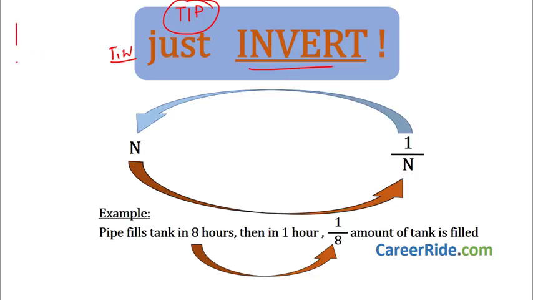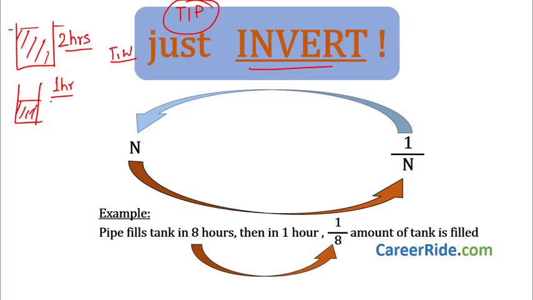Let us assume that this is a tank. This is the capacity of the tank over here. Now the tank is completely filled. Let us assume that the tank gets completely filled in 2 hours. So in 1 hour, how much would the tank get filled? Simply half of the tank, right? That means 1 by 2. What did we do over here? We simply put this 2 down. We simply inverted it.